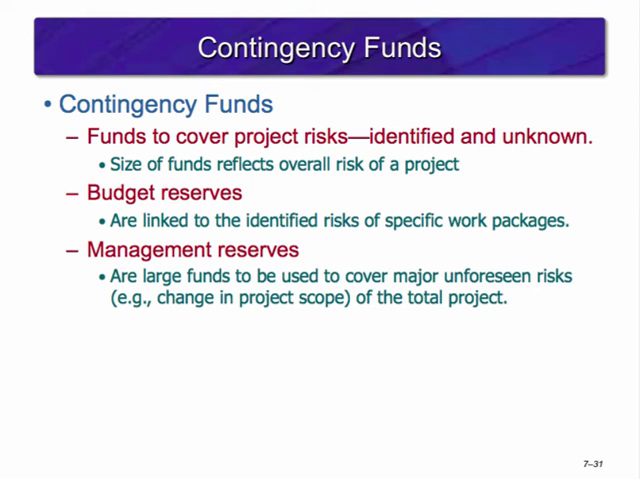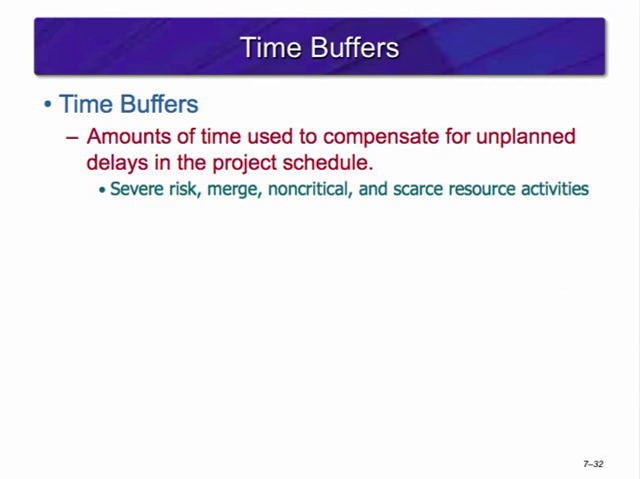Management reserves are set up after the budget reserves are identified and the funds are established. These reserves are established to cover unidentified and unforeseen risks. These are allocated to the total project. The management reserves are independent of budget reserves and are controlled by the project manager and the sponsor. They decide when a contingency plan will be implemented and when reserves are used.